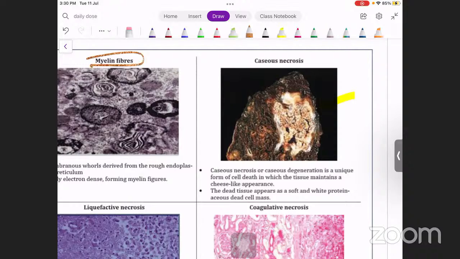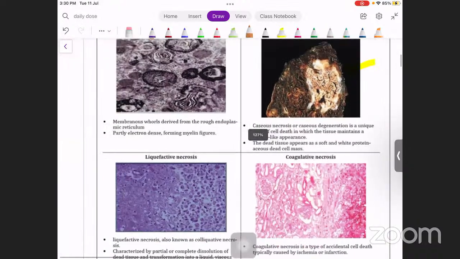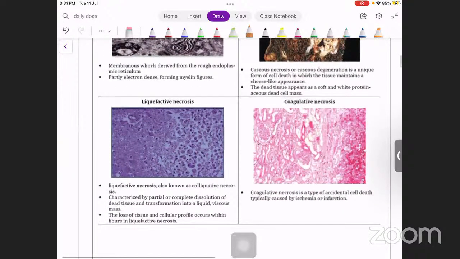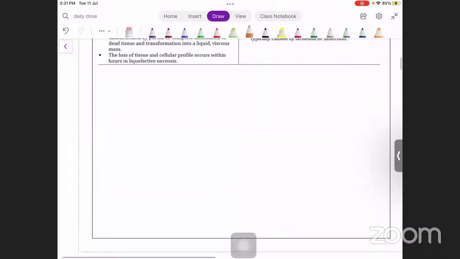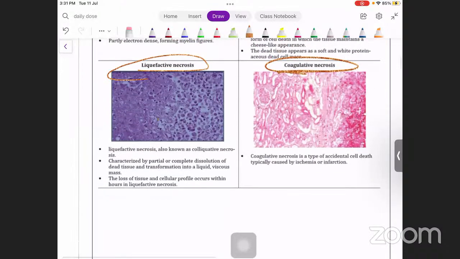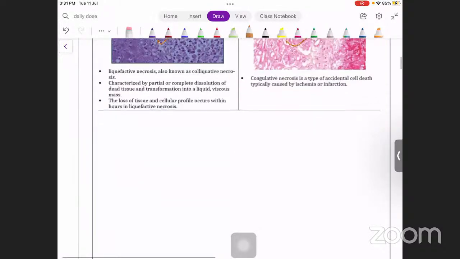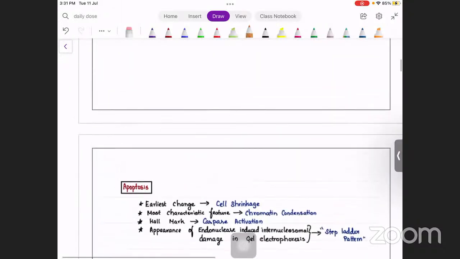And this is a gross picture of your myelin figures. So this is a histological picture of your myelin figures. And then you have this liquefactive necrosis. And then you have this coagulative necrosis. These are the types. You may see them here as histological images, which were added here.